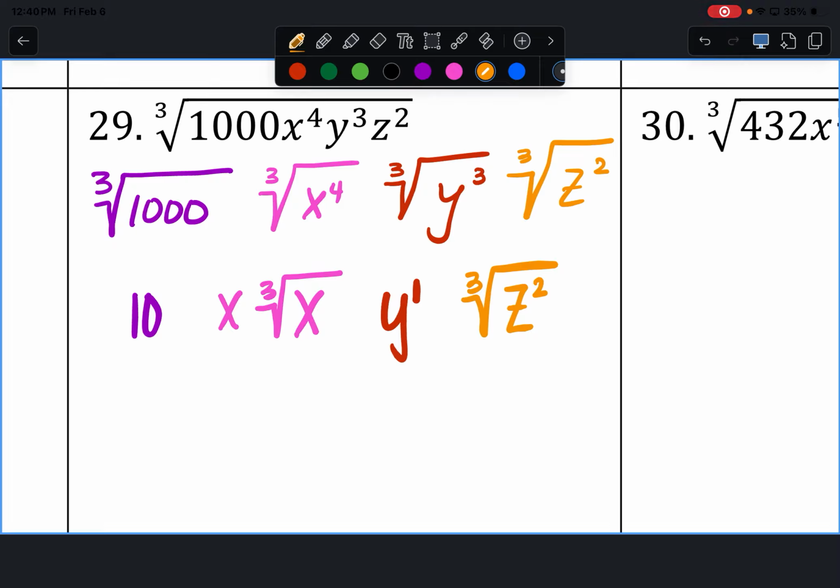So what is going to go outside of our radical? Yep, so 10xy. Then we're going to do the cube root of x times z squared.